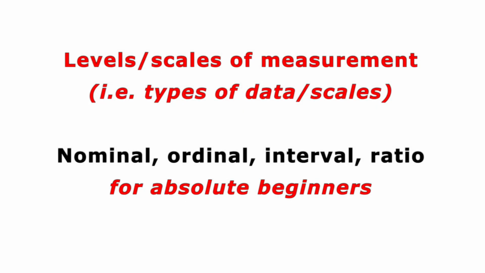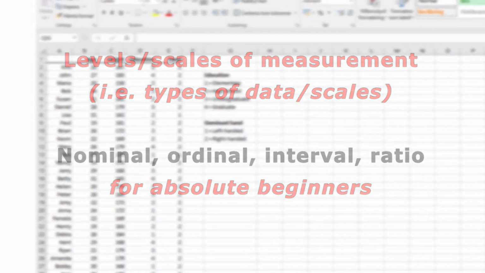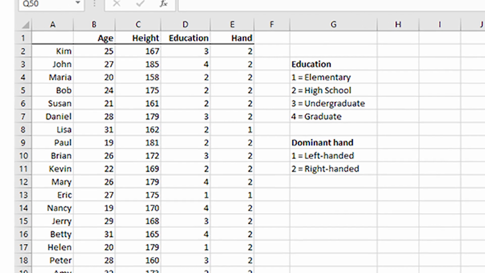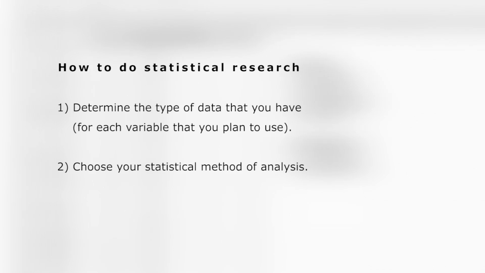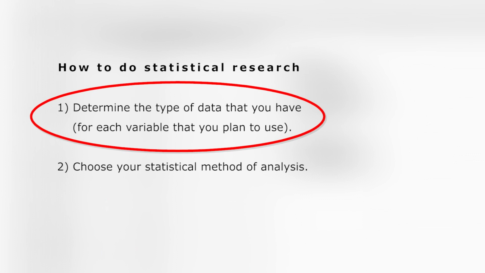Let's assume that you have a data set with variables such as the individual's age, height, educational background, and so on. Before you choose your statistical method of analysis, you must determine the type of data that you have for each variable.